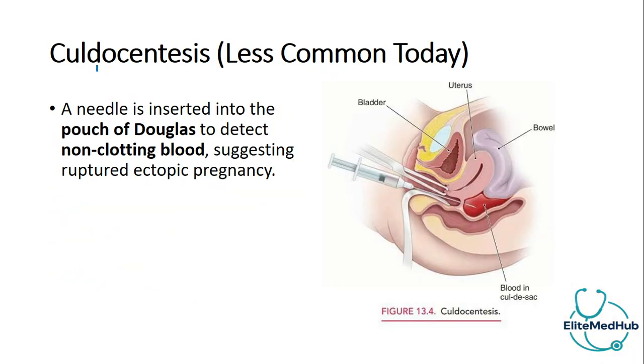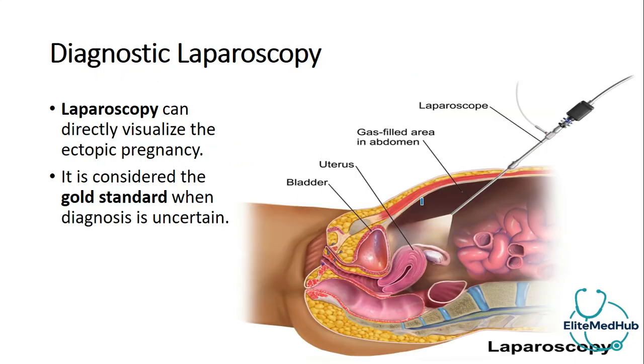So you could also do a culdocentesis, which is less common these days. A needle is usually inserted into the pouch of Douglas here to detect non-clotting blood, suggesting ruptured ectopic pregnancy. So if you insert a needle here and withdraw and you see non-clotted blood in your syringe, that means that there's a likelihood of an ectopic pregnancy.